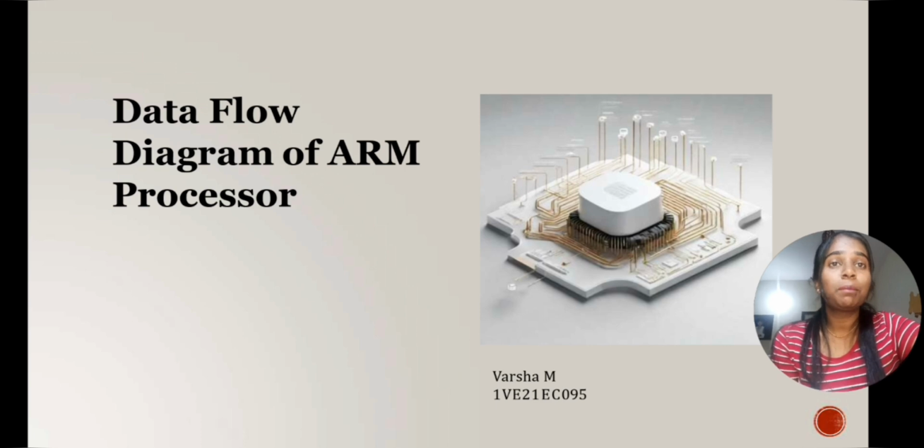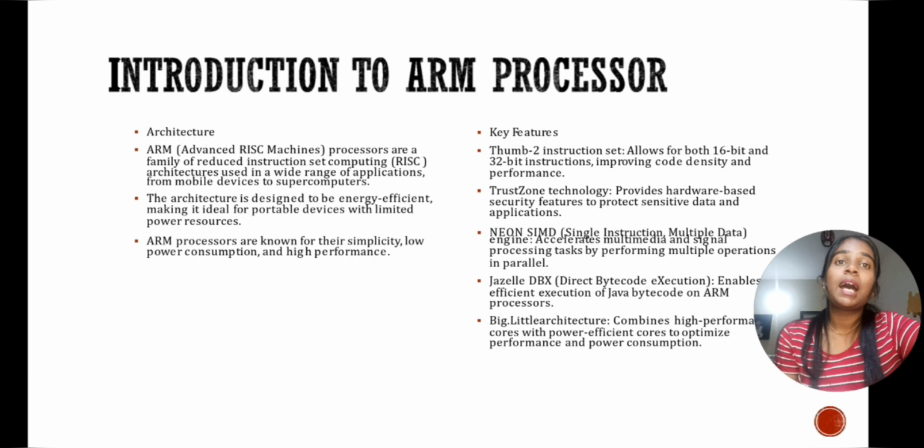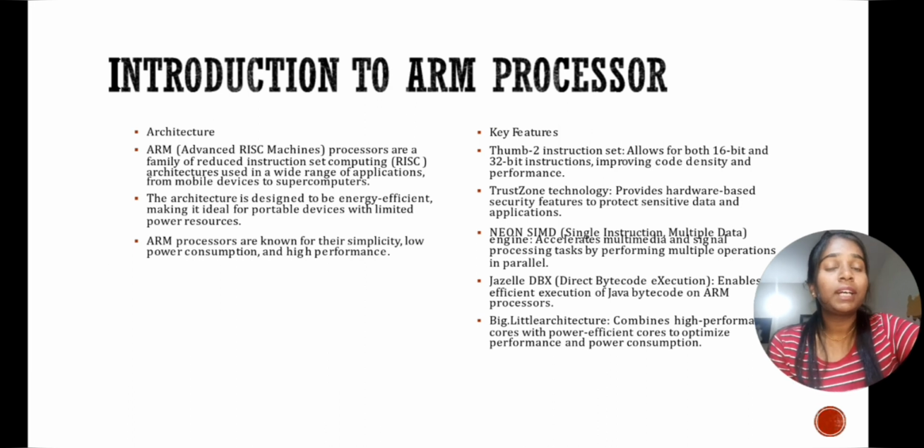Today we'll be discussing the data flow diagram of the ARM processor. ARM stands for Advanced RISC Machines, where RISC means reduced instruction set computing architecture, which is widely used from mobile devices to supercomputers. The architecture is designed to be very energy efficient, making it ideal for portable devices with limited power resources. ARM processors are also known for simplicity, low power consumption and high performance.